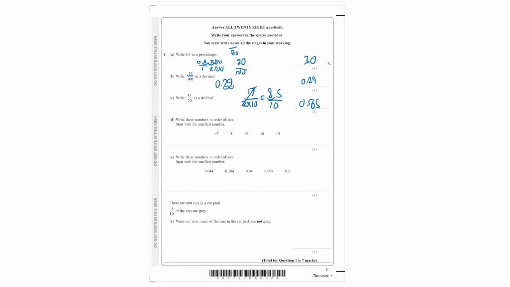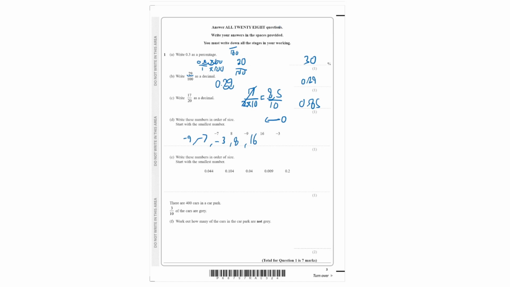Write these numbers in order of size. Start with the smallest number. So we can see we have negative and positive. Let's start with negative first. The value farthest from 0 is the smallest. So we have here negative 9 is farthest from 0. Then we have negative 7. Then we have negative 3. And now we have the positive. So we start with the smallest value, which is 8. And then 16.